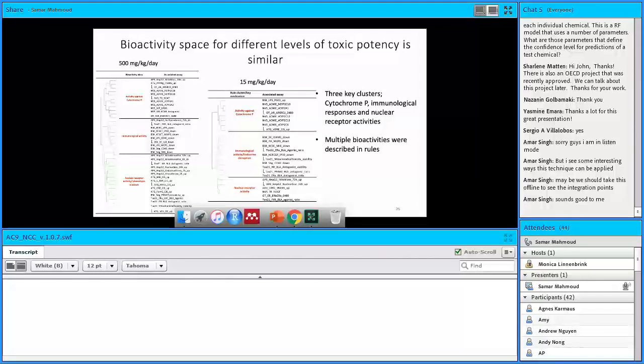And wherever there is the L sign, it demonstrates where a rule has used more than one assay at a time. So it's a multiple bioactivity or a combination of bioactivity in a single rule. So the rules, although they mainly showed single positive bioactivities, in some cases multiple assays have been used.